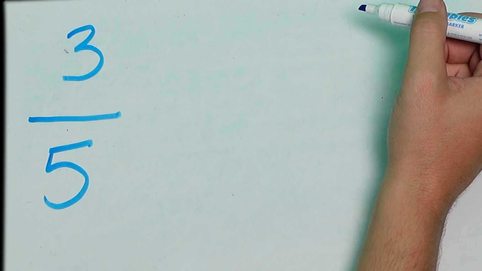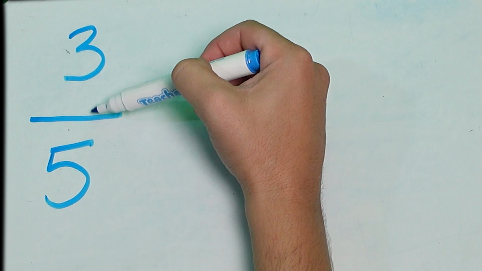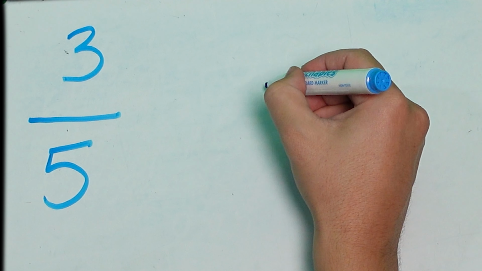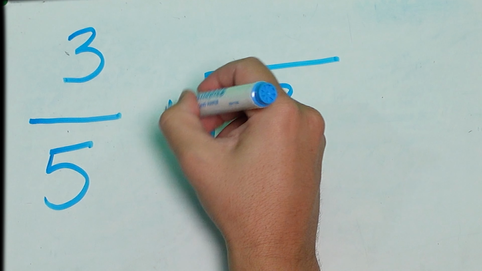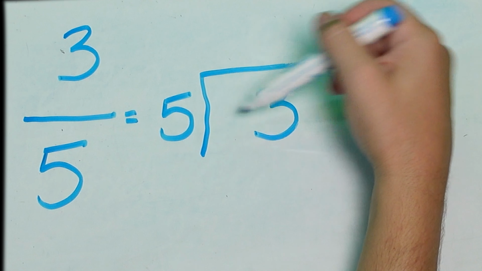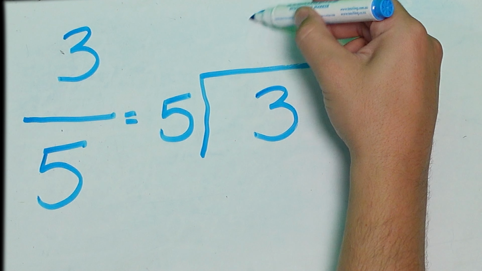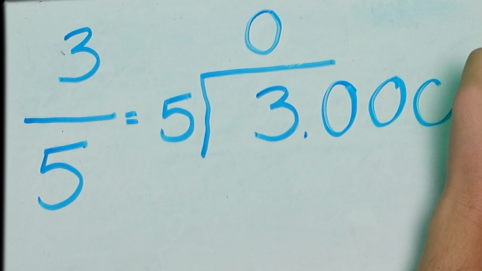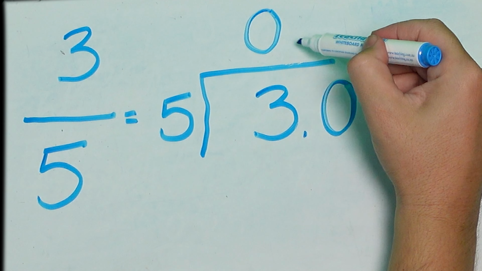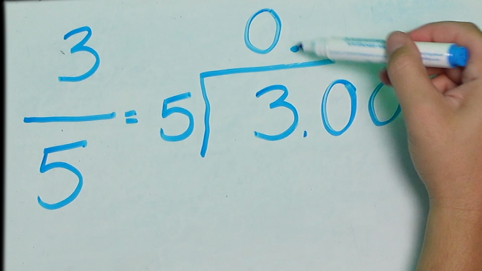If you have to use the long division method, we think about it the same: 3 divided by 5. And how we write it is 3 divided by 5. Okay, let's divide. How many 5s go into 3? Well, it's going to be 0. So we're going to have to add our decimal point and our infinite zeros. Let's put our decimal point at the top, making sure that we line them up.